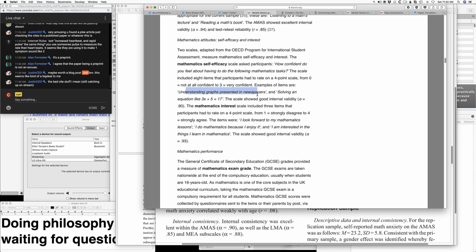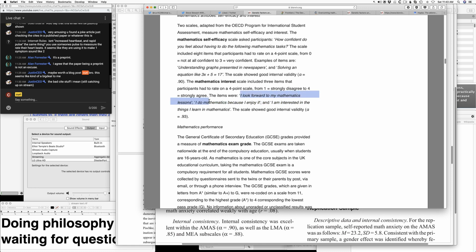So they have things like understanding graphs in newspapers and solving an equation like 3x plus 5 equals 17. So x is 4. It had good internal validity, but they're not going to mention retest reliability this time, apparently. So I guess they didn't check test-retest reliability or something. Like that shows their argument is spaghetti stuff. It's like when they have 2 measures that are good, they mention both of them. When they have 1 measure that's good, they mention that one and ignore the other one. Like it doesn't matter this time. That's dishonest. That's biased. That isn't scientific rigor and objectivity.